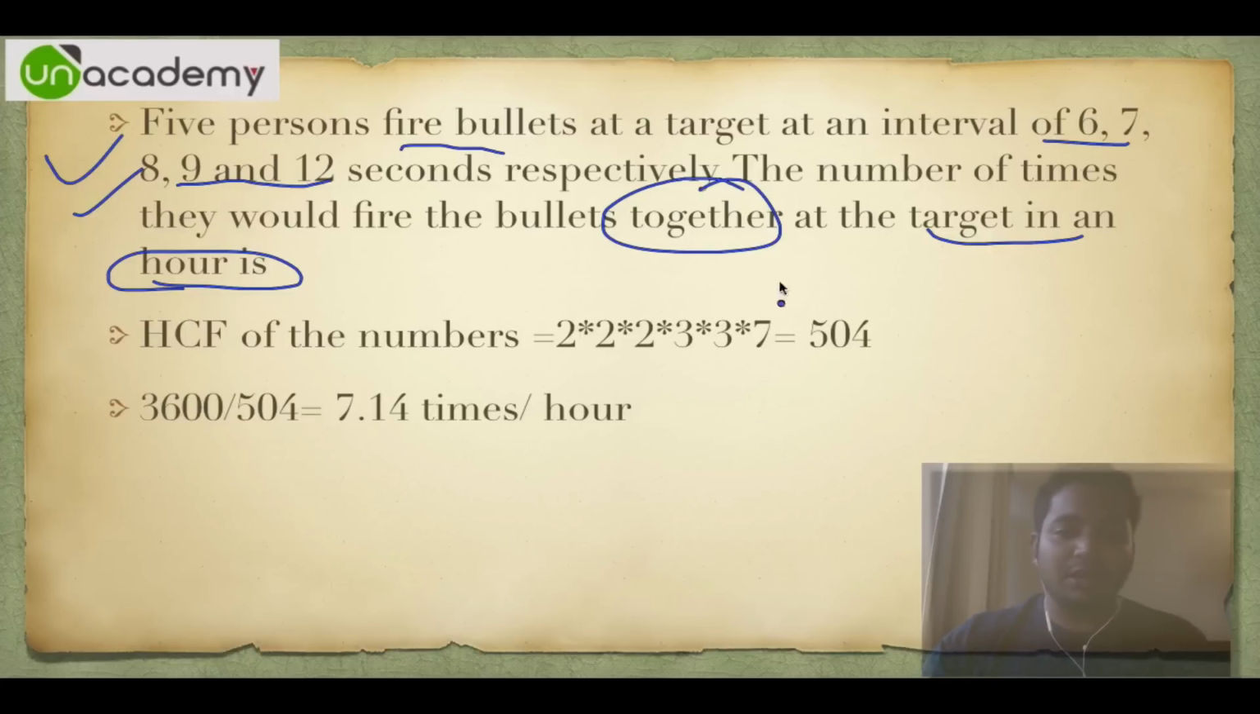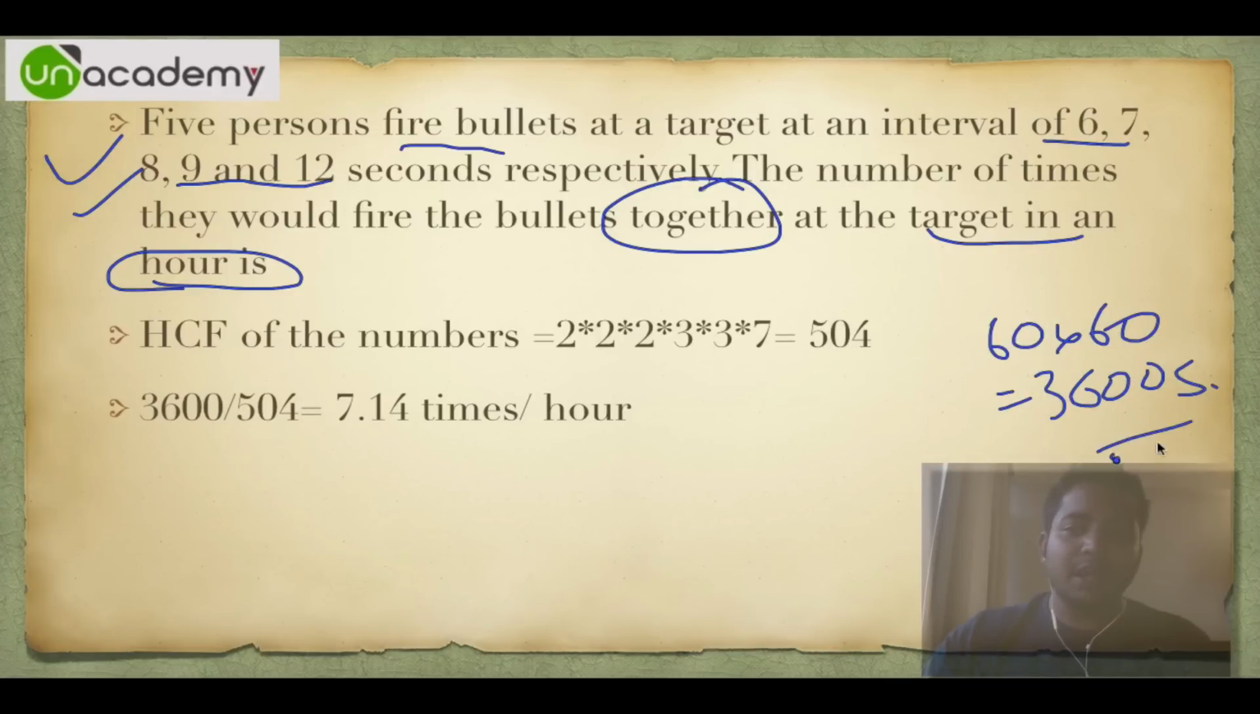So in an hour, since it is in seconds, the first thing is to convert the hour into seconds. 60 into 60 is equal to 3600 seconds. Now the 6 and 7 can fire together at every 42 seconds. Why is it? Common sense, right? It will be firing at 6 seconds, then at 12 seconds, then at 18 seconds. So every 6 into 7 is the HCF, that is the highest common factor. So you multiply 6 and 7. Similarly, you multiply 6, 7 and 8.